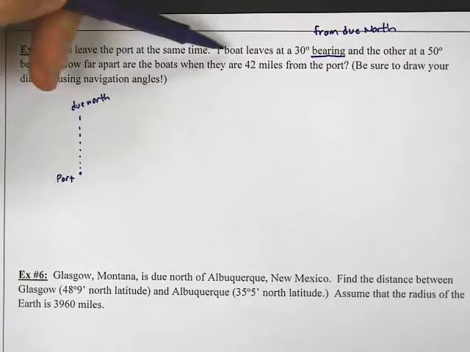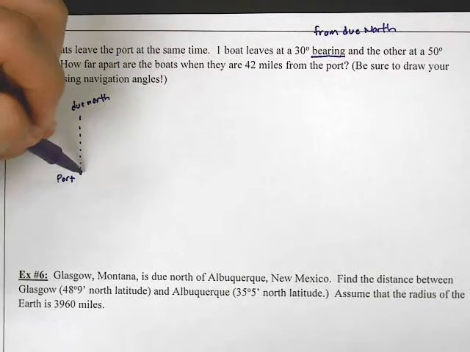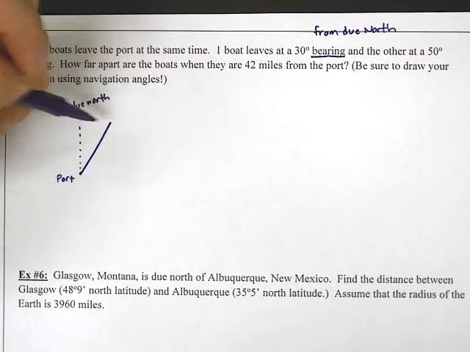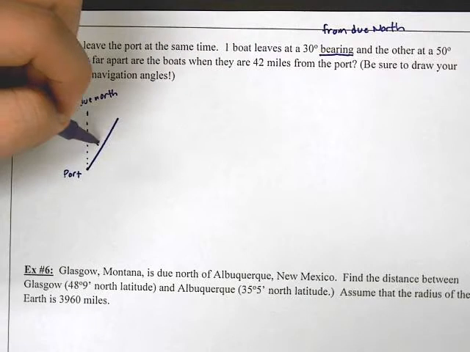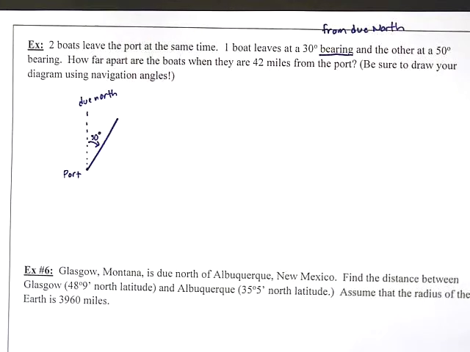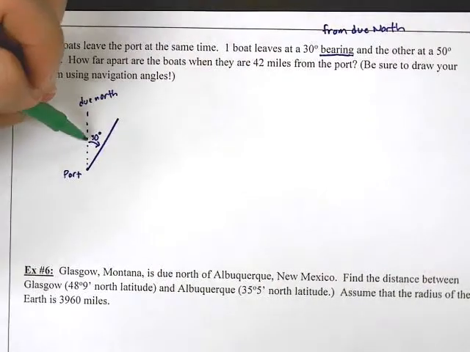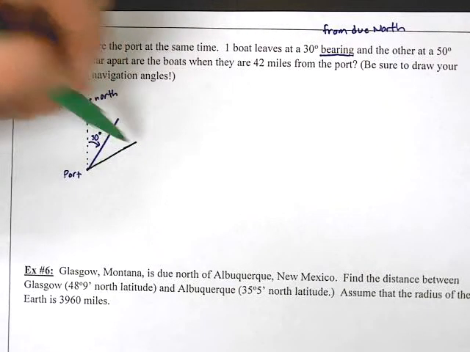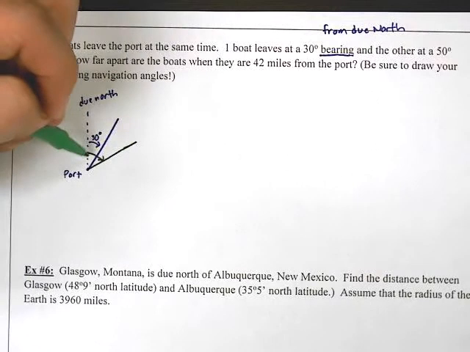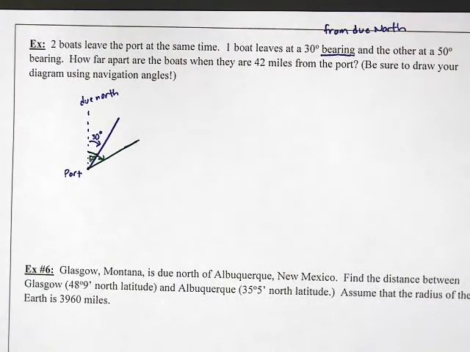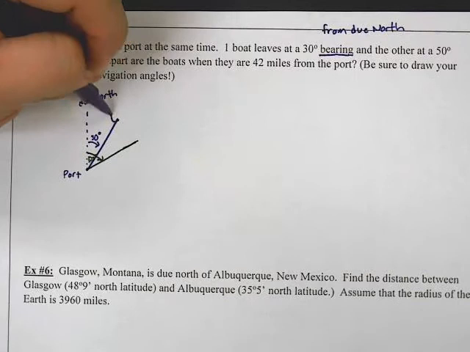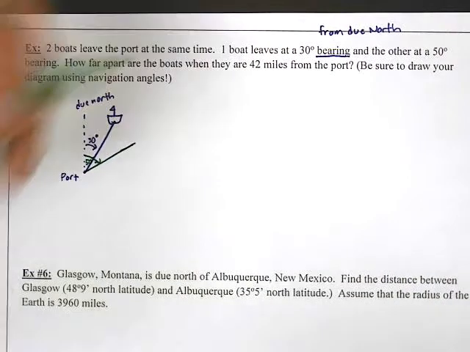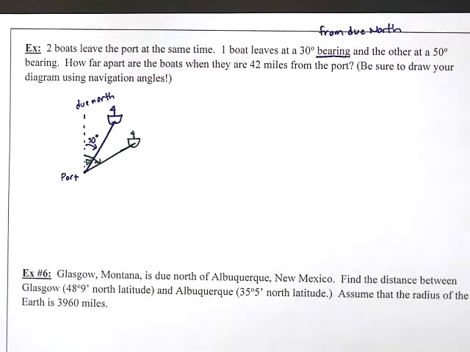So when I draw this and I say that a boat leaves at a 30-degree angle, well, I'm talking about right here. All right, I'm talking about this being 30 degrees. All right, now my next boat is leaving the port at a 50-degree bearing, which means something like this. Not the best picture, I know. But that is my 50 degrees. All right? So I have a boat here. There's a boat. And I have another boat here. There's my other boat. Beautiful boats.